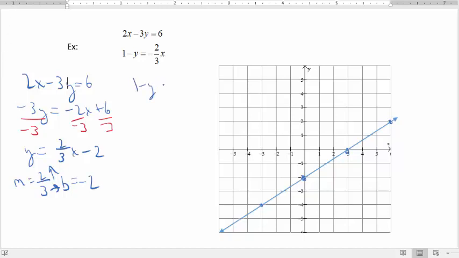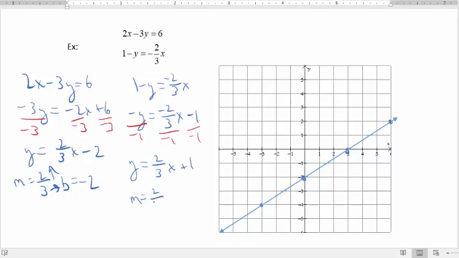And then the other one I'll do a similar thing on. 1 minus y equals negative 2/3 x. So if I subtract 1, I would have negative y equals negative 2/3 x minus 1. And I will divide everything by negative 1. And this will now become y equals positive 2/3 x plus 1. So my slope is 2/3, and my y-intercept is 1.